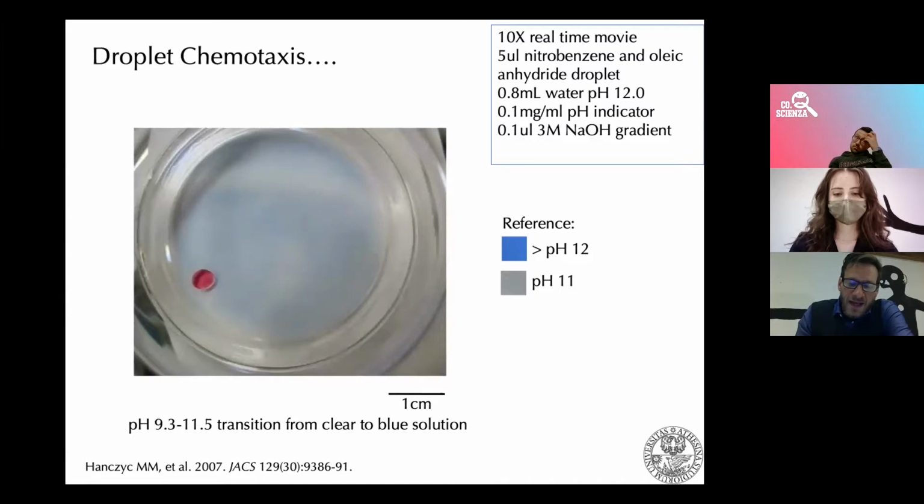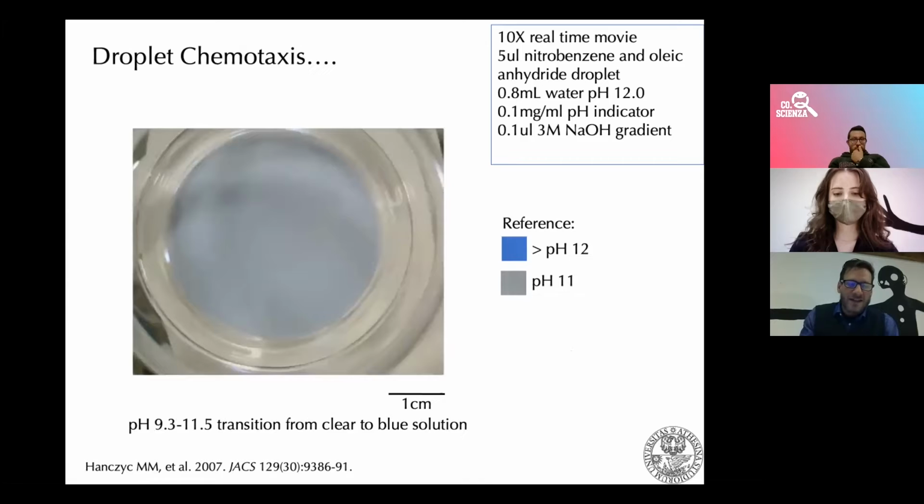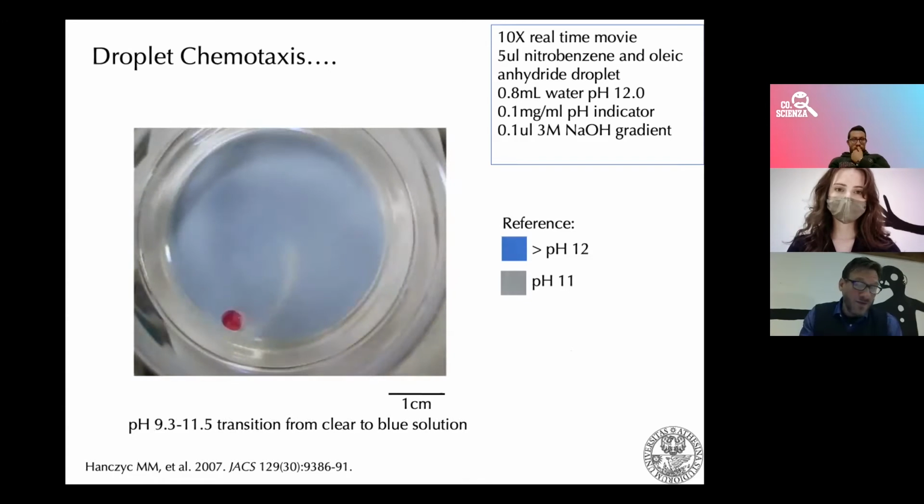And the fuel is this. If you want to call this metabolism, I'm not sure, it's a bit of a stretch, but basically the fuel is this anhydride molecule that in the presence of water and high pH breaks down into two fatty acid molecules, which are surfactants, and acids, right? So you've got some protons there. So that's where the pH gradient comes from. This is a very simple, spontaneous chemical reaction that allows this thing to move.